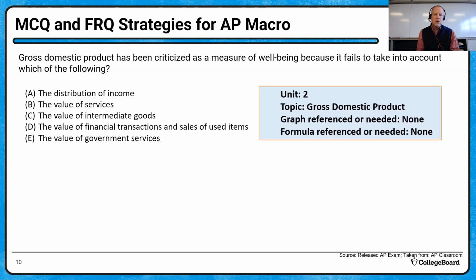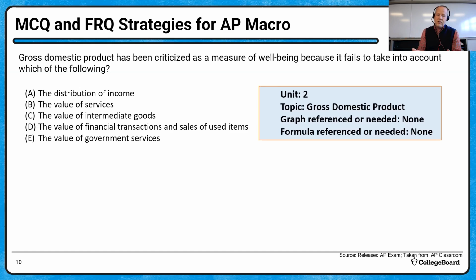Now, look at what they've given you. A, distribution of income. B, value of services. C, value of intermediate goods. D, value of financial transactions and sales of used items. Or E, the value of government services. One of those is the correct answer. The other four obviously are not. Take a second and determine.